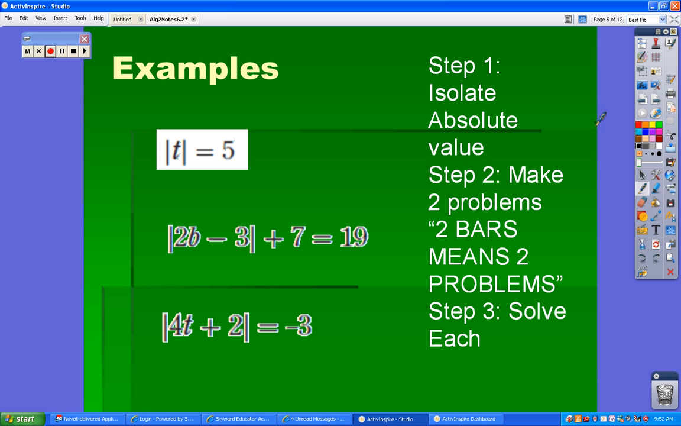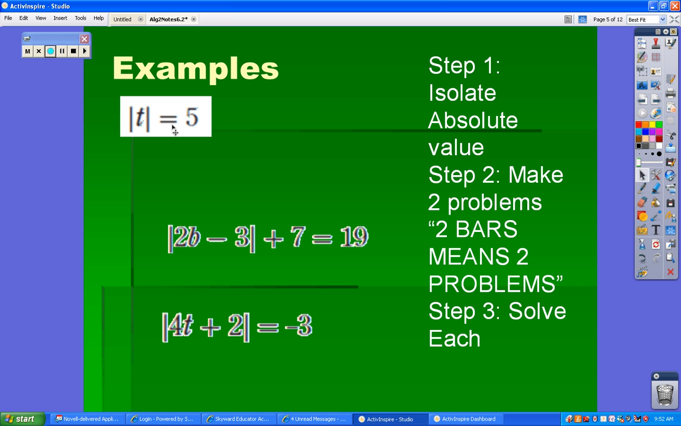Okay, how do you solve absolute value equations? Because this is an absolute value equation because there's an absolute value sign and then there's equal signs making it an equation. Here are the steps. Step 1 is going to be to isolate the absolute value. And step 2 is going to make 2 problems. And you can remember this because I will always say it. 2 bars means there's 2 problems and you will solve each.